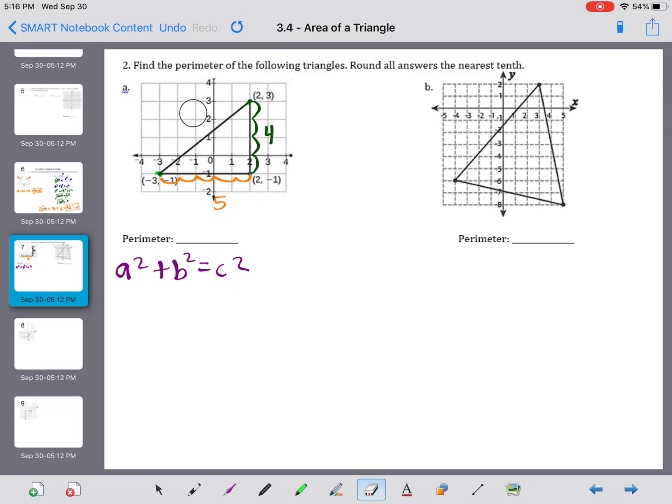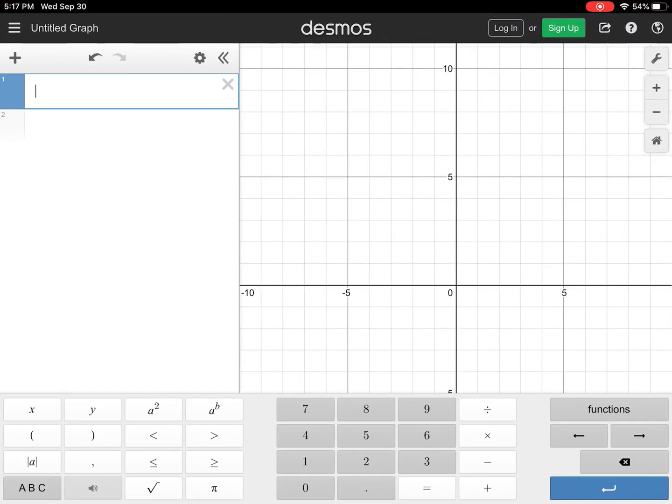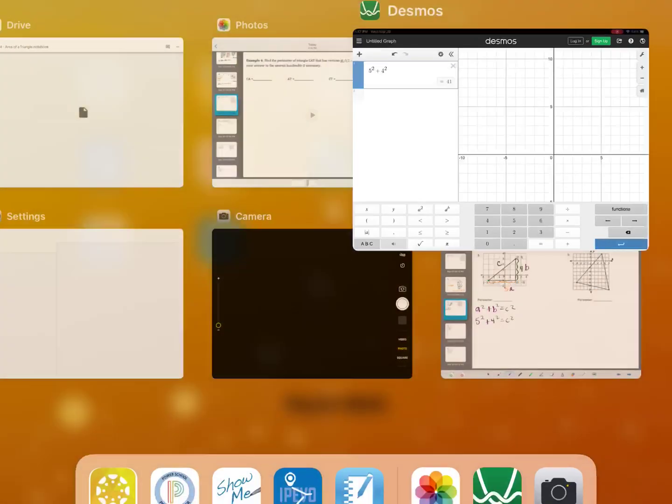answer. So the side we're trying to find is always our C. So I'll make this C. I'll make this bottom side A and this side B. So we plug it in, we get 5 squared plus 4 squared equals C squared. 5 squared plus 4 squared, I believe, is 41, but let's double check. 5 squared plus 4 squared. Yep, 41.